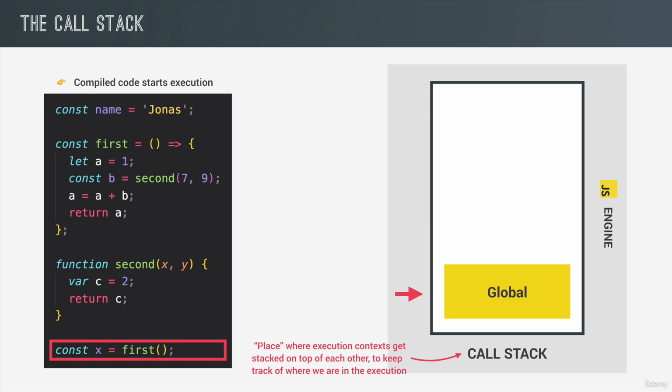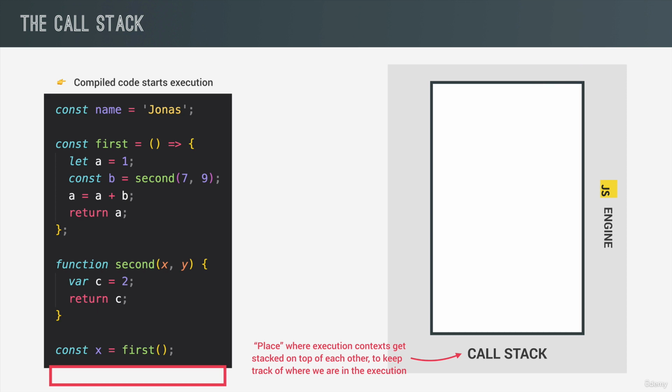Now the program will actually stay in this state forever until it is eventually really finished. And that only happens when we close the browser tab or the browser window. Only when the program is really finished like this is when the global execution context is also popped off the stack. And this is, in a nutshell, how the call stack works.